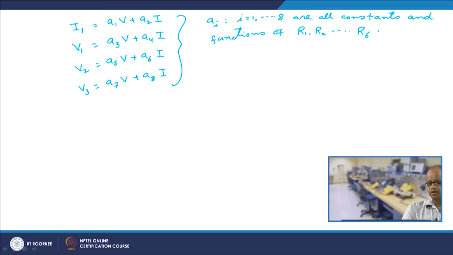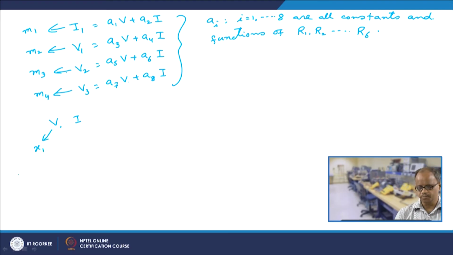Now, what we have done is actually taken 4 measurements. So, let us say this is M1, measurement 1, this is measurement 2, this is measurement 3, this is measurement 4, and my unknowns are V and I. For our analysis, my unknowns I always denote as state variables x1 and x2. So, here x1 and x2. Now I rewrite these equations in the common parlance.